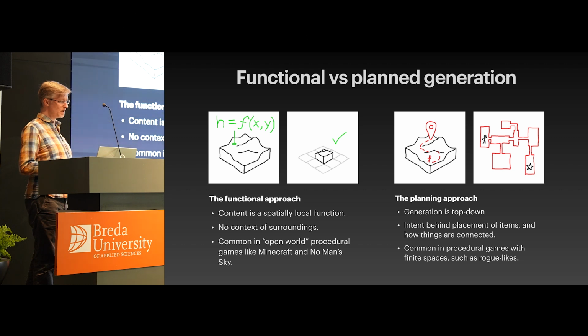With the functional approach, content is basically a local function. You call a function for a given position and you get a result back. But the function doesn't really have any idea about the surroundings. And this approach is common in open world procedural games like Minecraft and No Man's Sky. In contrast, the planning approach has generation that's top-down, so there's an intent behind the placement of items and how things are connected. And this is common in procedural games with finite spaces, such as roguelikes.